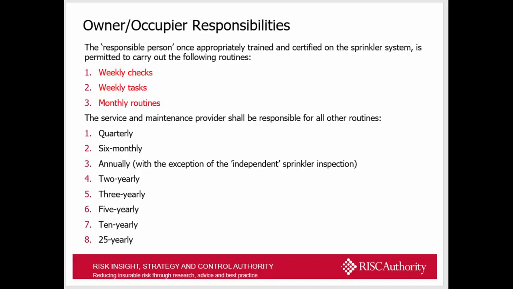All of the service and maintenance disciplines, quarterly all the way up to and including 25 yearly, should be undertaken by a service and maintenance contractor, with the exception, obviously, on an annual basis that there is an independent sprinkler inspection undertaken of the system to meet compliance with TB 203.